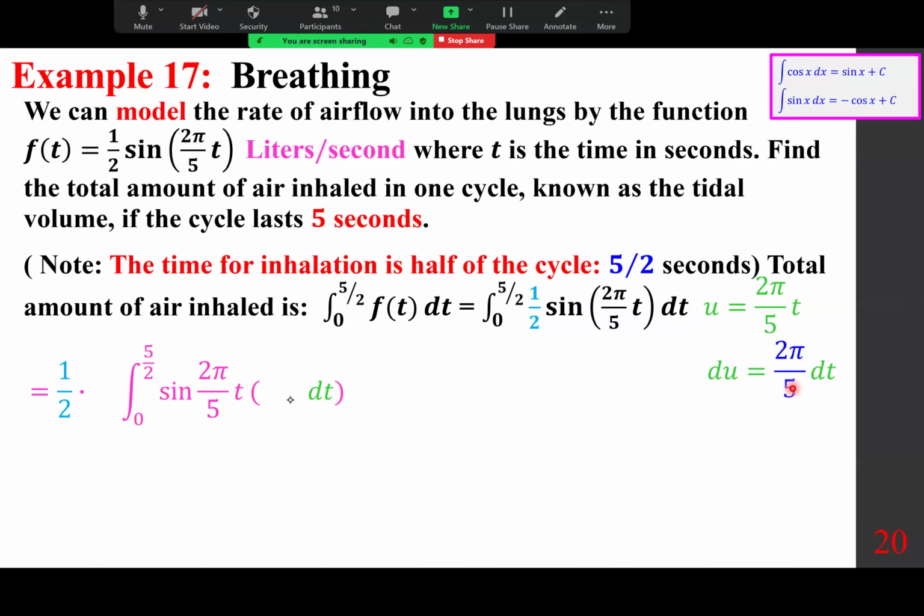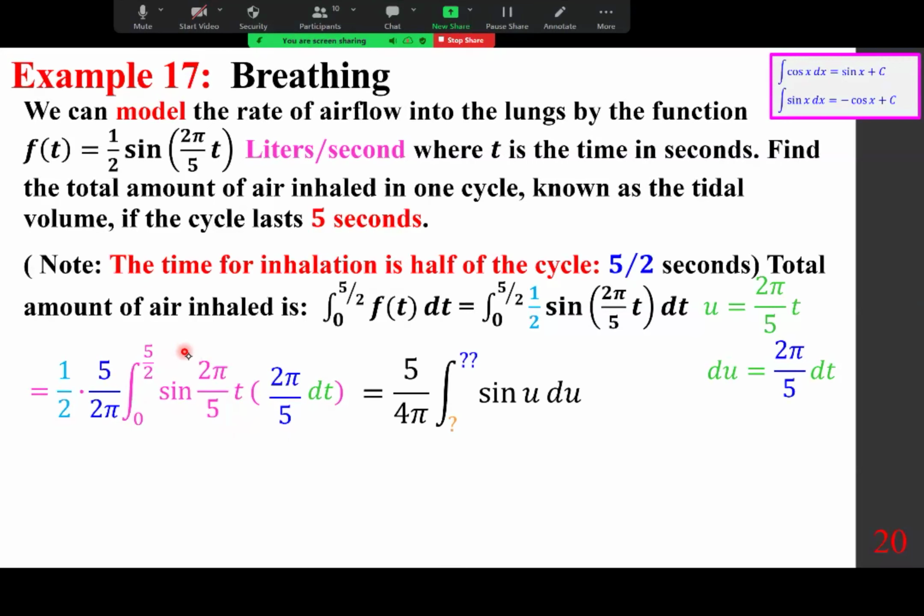So I can put the 2 pi over 5 in, and then its reciprocal out. And again, you can put both of them inside, it makes no difference. You can put this one here. It's a number that will remain as a multiplier. The product of these two is 5 over 4 pi. This is sine of u, and this is du.